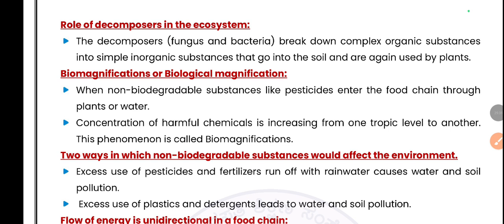Two ways in which non-biodegradable substances affect our environment: excess use of pesticides and fertilizers runs off with rainwater and causes water and soil pollution. Excess use of plastics and detergents also leads to water and soil pollution.